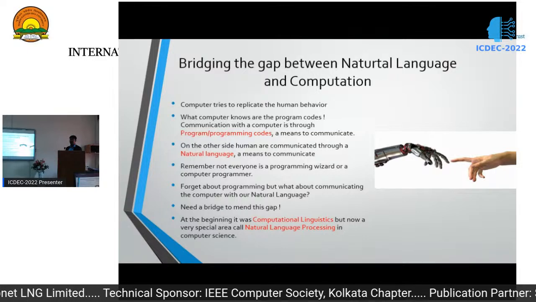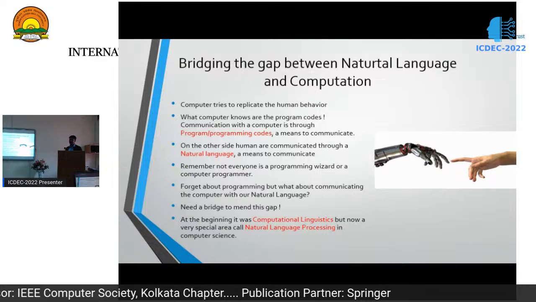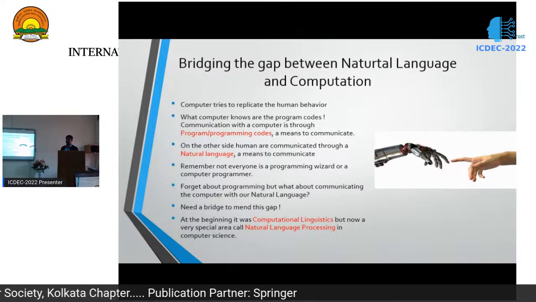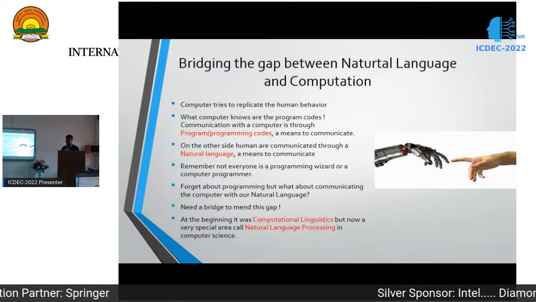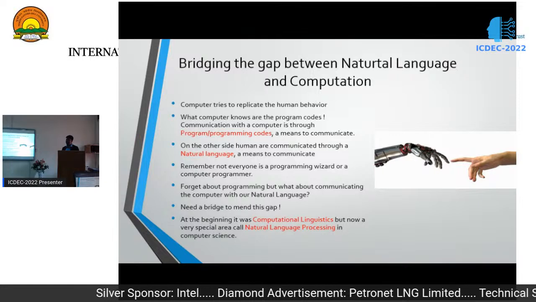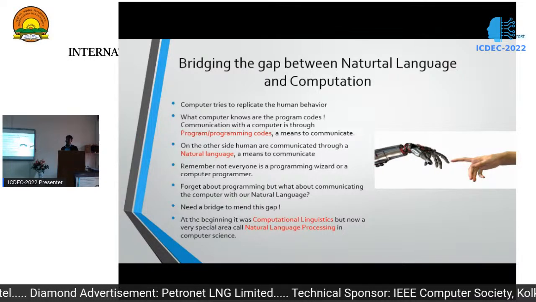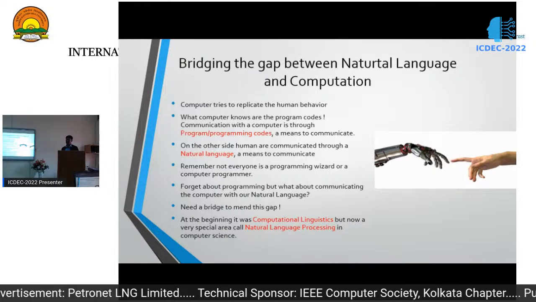Because we have a gap between our language and the computation, really. We try to communicate with the machines through a mechanical mechanism. But now what we can do is communicate with the machines through our own natural language. This is the motive of natural language processing.